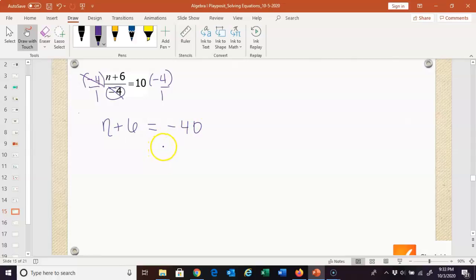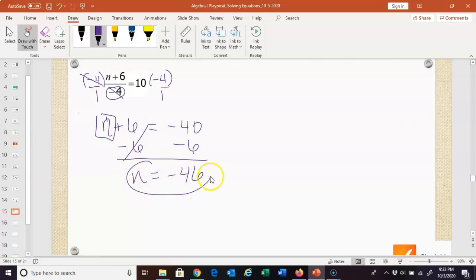Now this one again is different because that numerator was attached together by the plus. So now we can keep going to get n by itself. The opposite of plus 6 is -6. So you get n equals -46.